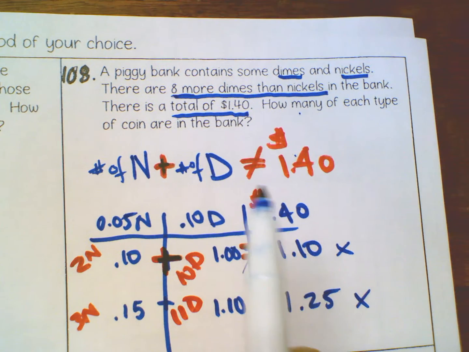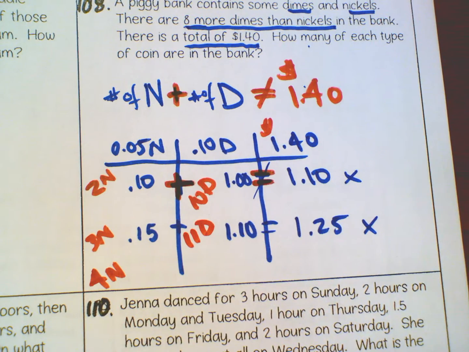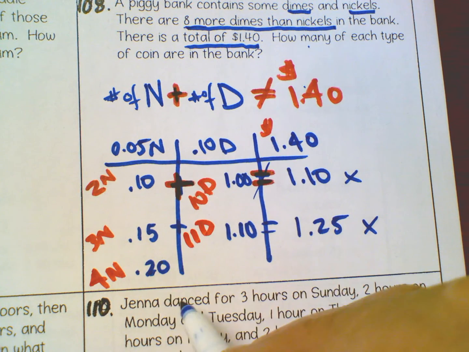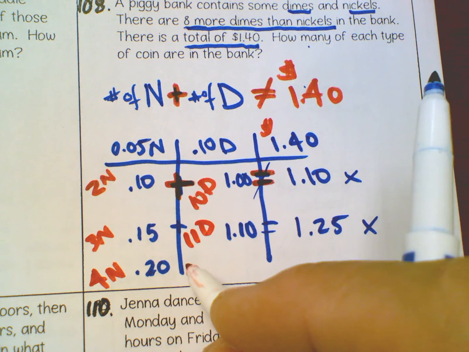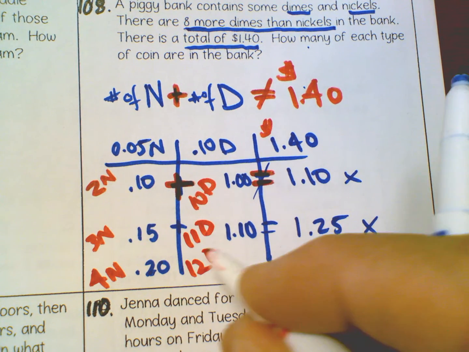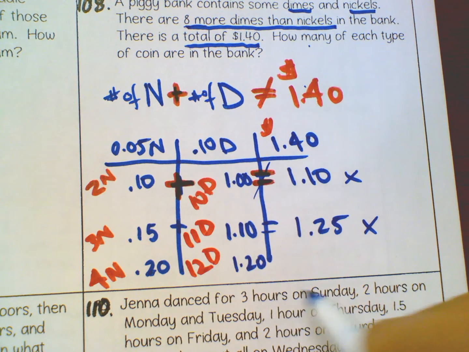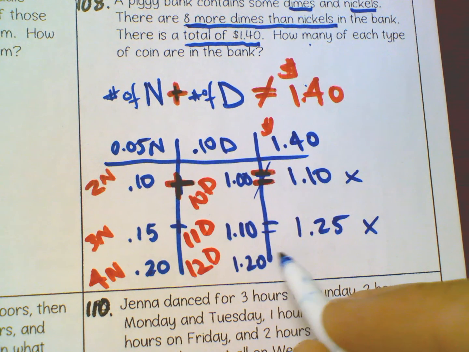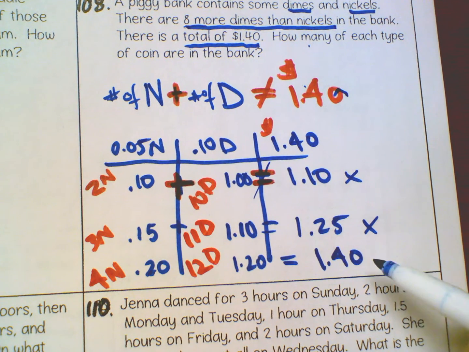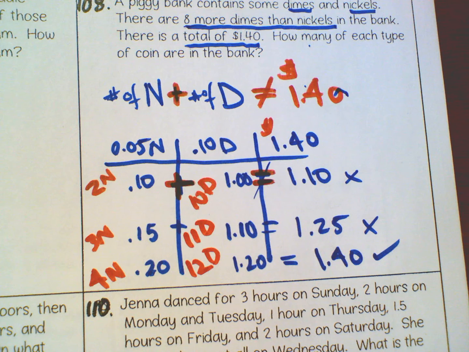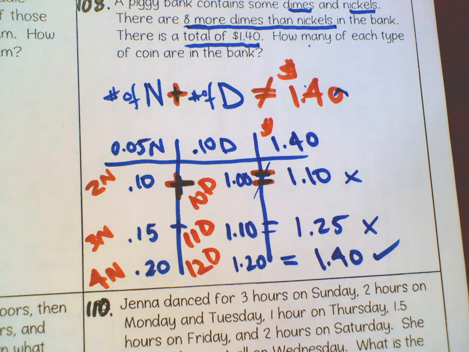So let's try 4 nickels. 4 nickels is 20 cents. And it's going to be 8 more than that, so how many dimes would that be? That would be 12 dimes, right? 12 dimes is going to be $1.20. If I add those two values up, I'm going to get $1.40. Is that what I wanted? It sure is. So there's my answer. My final answer is 4 nickels, 12 dimes.